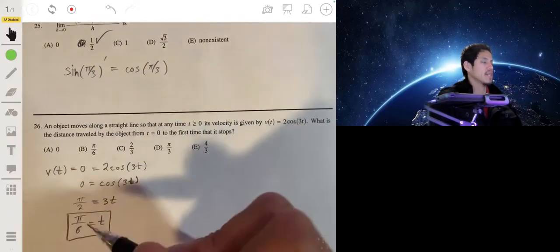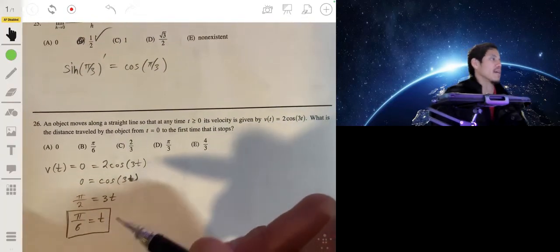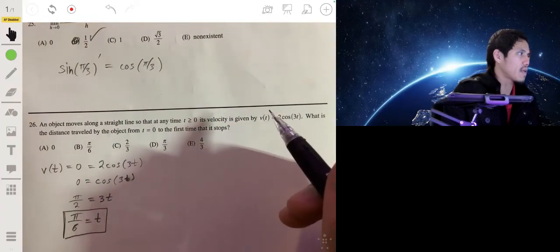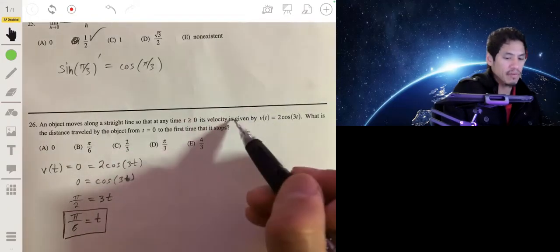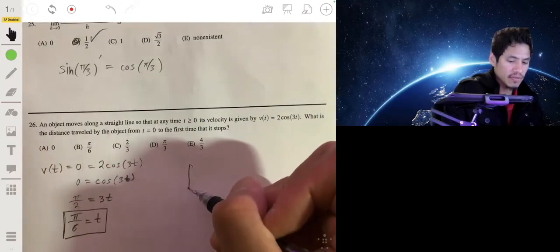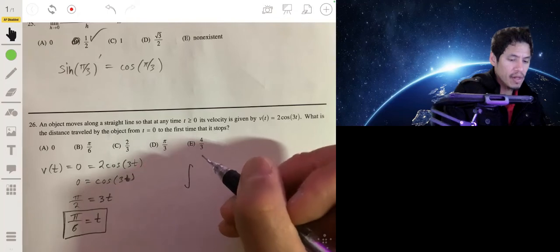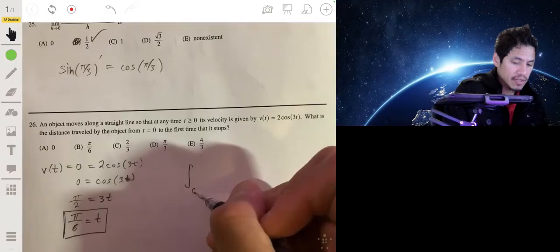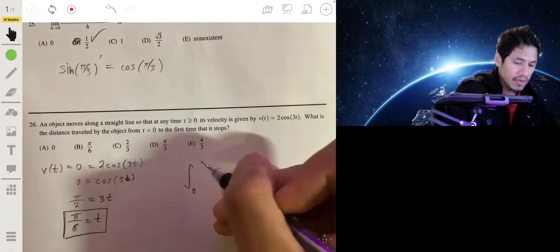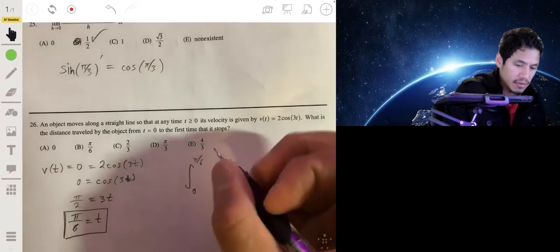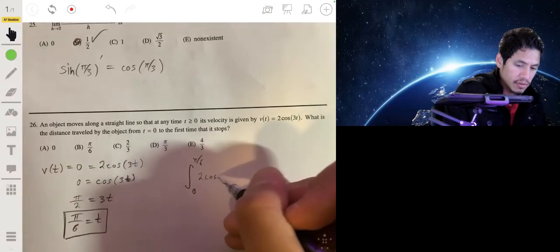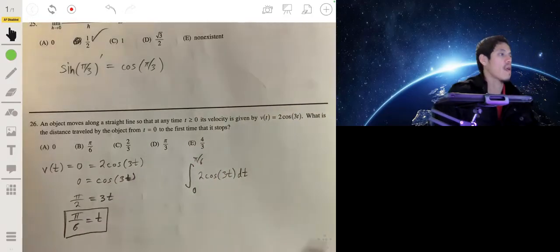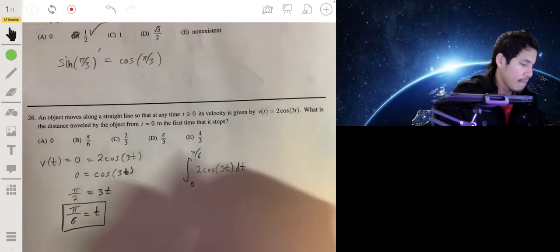Okay, so now we know where it first stops. Now this is going to tell us where to integrate until. To find the distance an object has traveled from its velocity, as long as the velocity is positive, you can find it by just integrating the velocity function, in this case from 0 to pi over 6. We're just going to integrate the function 2 cosine of 3t from 0 to pi over 6.